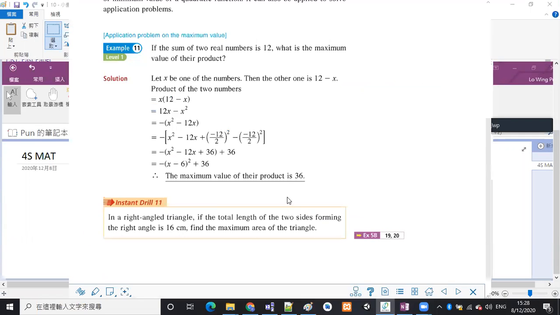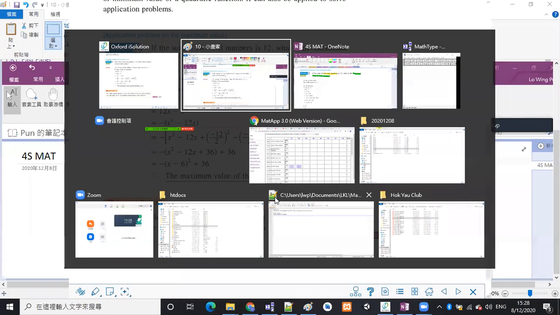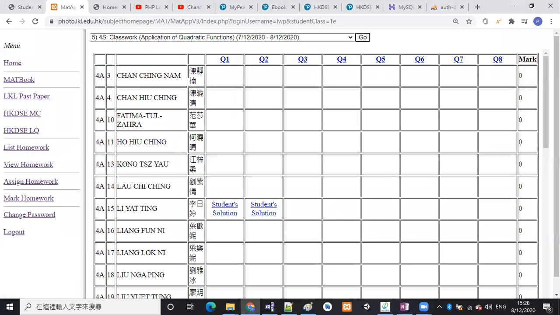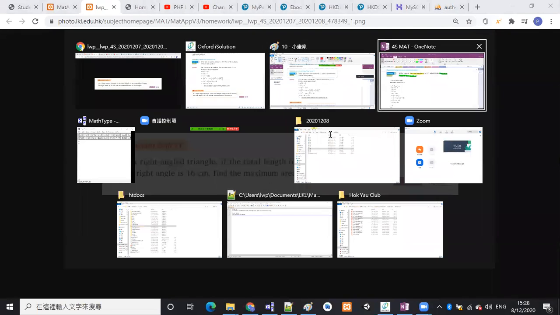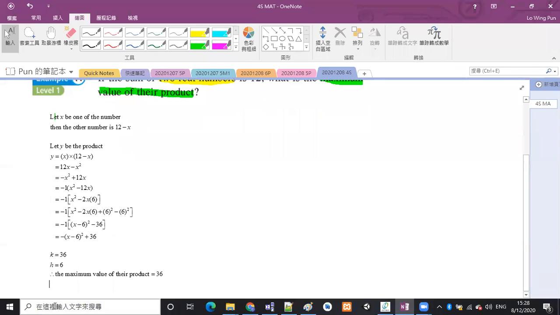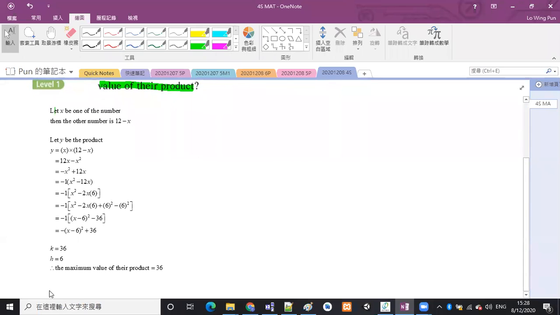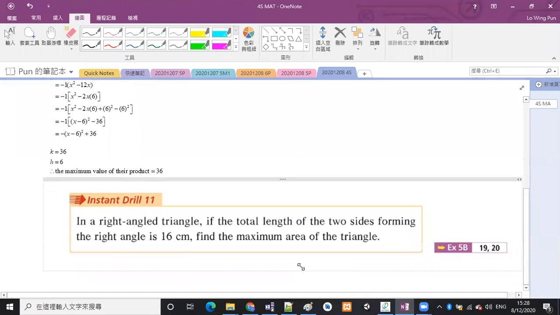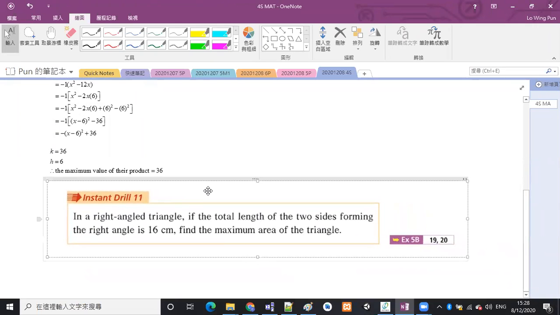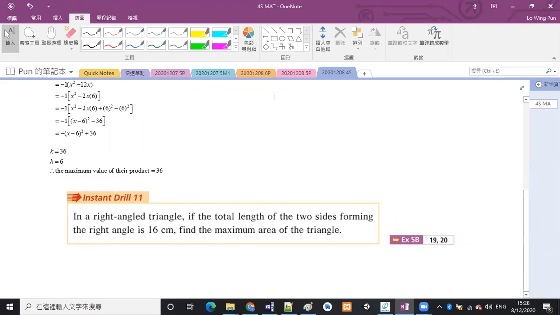Okay, so I give you 3 minutes to do the instant drill number 11 now. And please remember to submit to the MathApp web system. Three minutes.